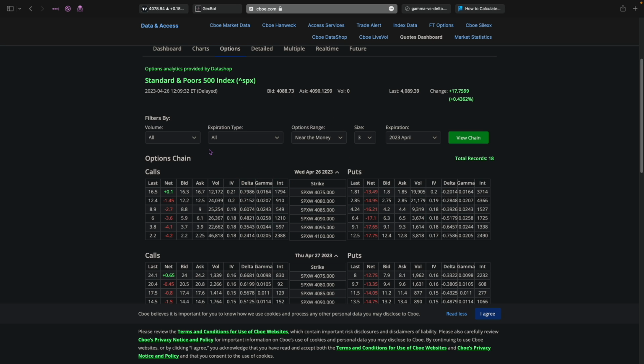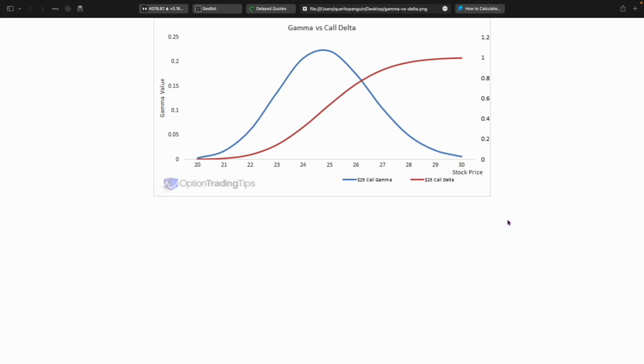Delta essentially is going to tell you how many shares your option is going to simulate. And gamma is going to tell you the rate of change of your delta with respect to price. In other words, if you want an option whose delta is going to increase the most for a move in the underlying, then you want an option with maximum gamma. So I'm actually going to hop over to some curves so that we can understand that. Sorry, very intense white screen.